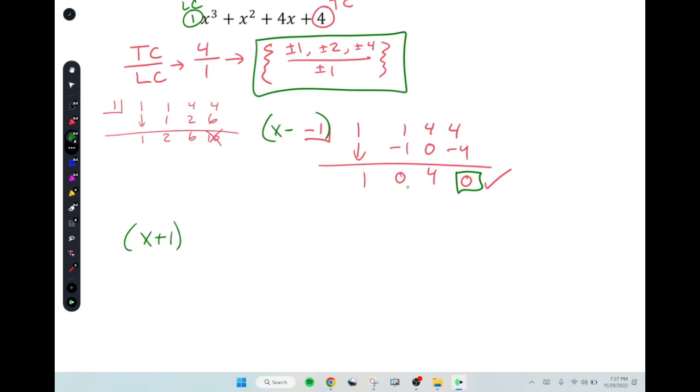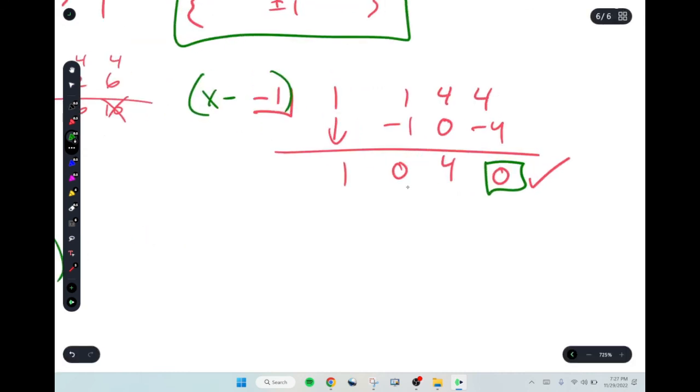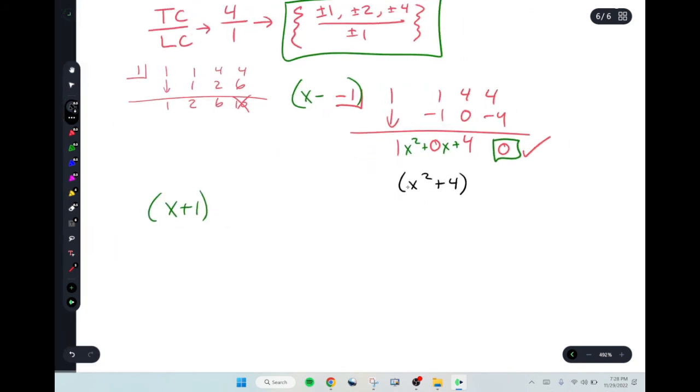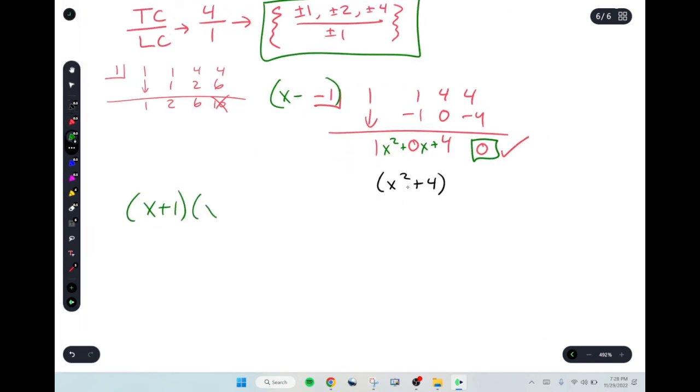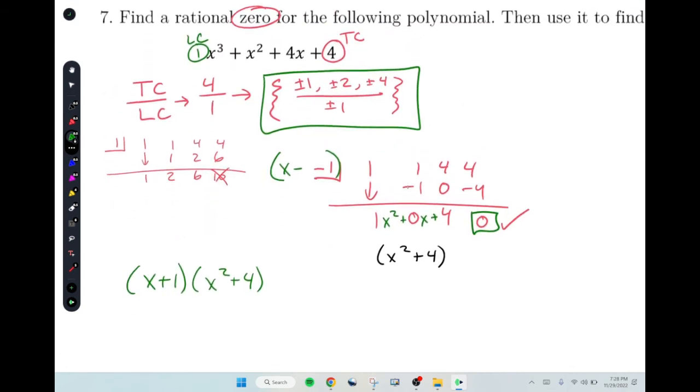And then what do I have in the middle here? This is the point of this problem, actually, for real. This is x squared plus 0x plus 4, which is also known as x squared plus 4. So there's my factors right there. But can I break x squared plus 4 down even farther? Because it doesn't say find factors. We did that. That's our factors.